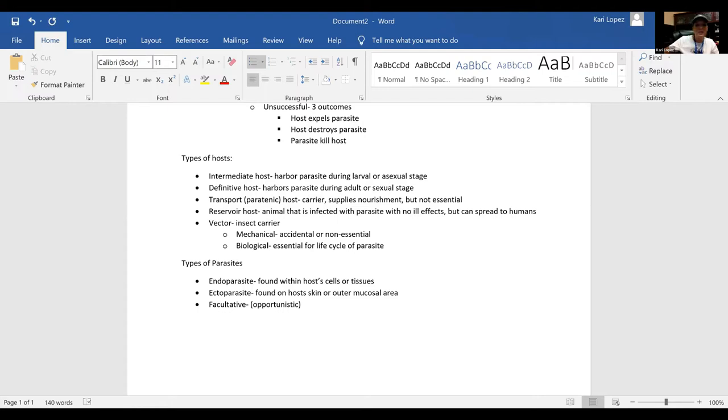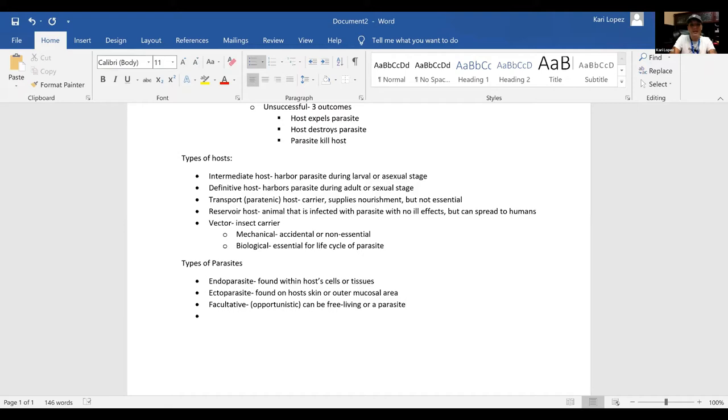They can live with or without an organism. So they may exist as free living or a parasite. So facultative works with what it has.